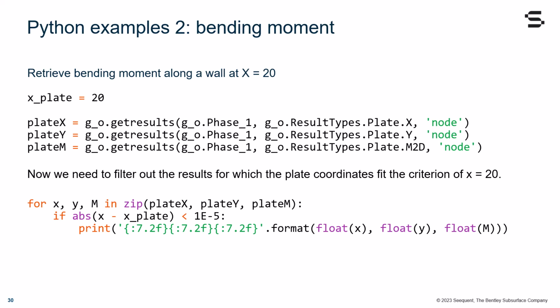Notice here that I add an extra line of checking for the specific coordinate. The print is only run if this if statement is satisfied. This means that we get to print only the values at x equal to 20 within some provided tolerance.